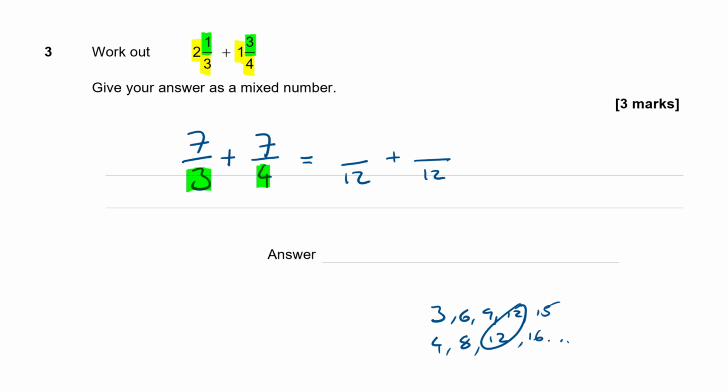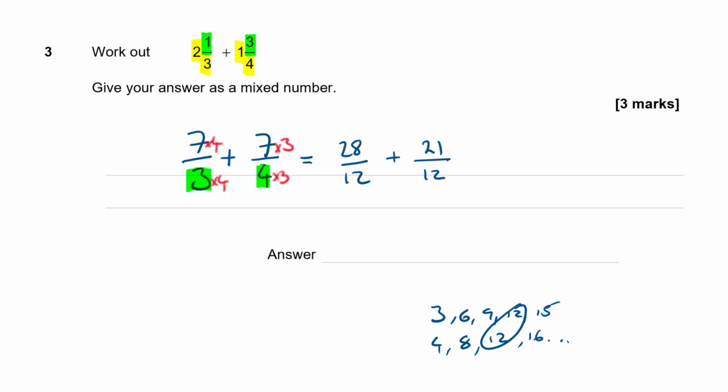3 goes into 12 4 times. So if I multiply the bottom by 4, I've got to multiply the top by 4 as well. So that's going to give me 7, 14, 21, 28 12ths. And then 4 goes into 12 3 times. So if I multiply the bottom by 3 to get an equivalent fraction, I've got to do the same to the top number. So 7/4 is the same thing as 21/12.